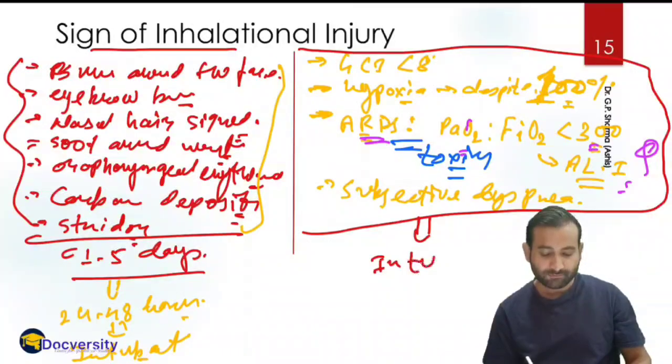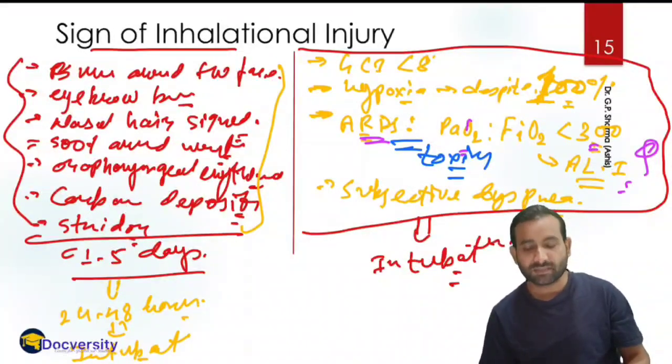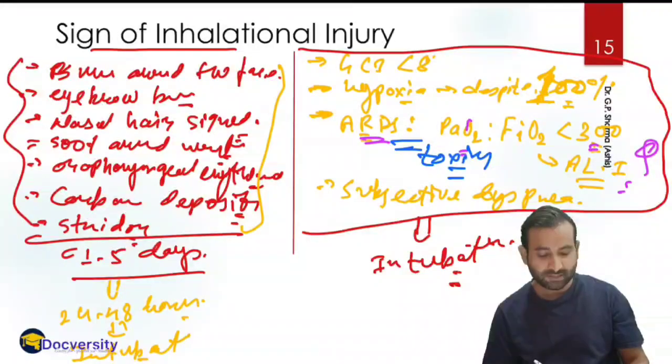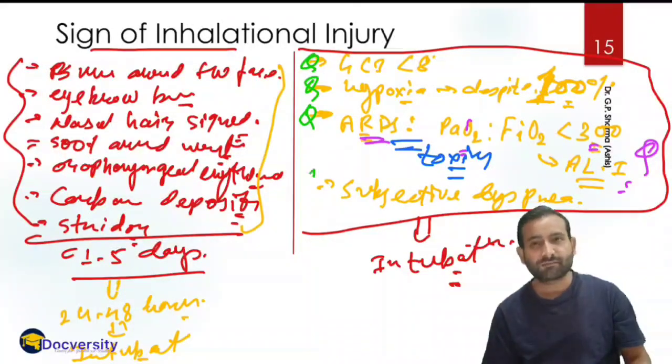intubation. So these are the absolute indications of intubation in case of inhalational burn. These are questions in the exam. So what are the absolute indications? GCS less than 8, hypoxia despite 100% oxygen, ARDS developing, that is PaO2 to FiO2 ratio less than 300, and the patient has subjective dyspnea, then go for immediate intubation, right?